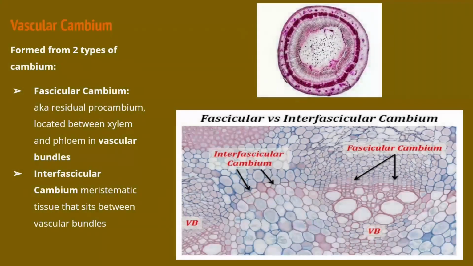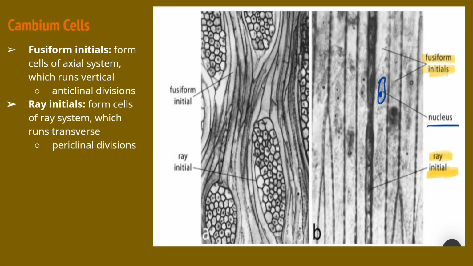Cambium cells form a ring-shaped meristem from fascicular cambium that divides the xylem and phloem of each vascular bundle. Interfascicular cambium, which are parenchyma cells between vascular bundles, will also contribute to this ring. Vascular cambium is made of fusiform cells and ray initials that divide anticlinally and periclinally.